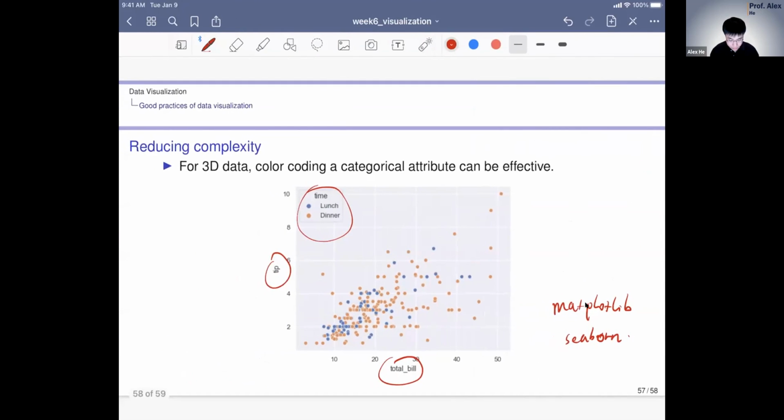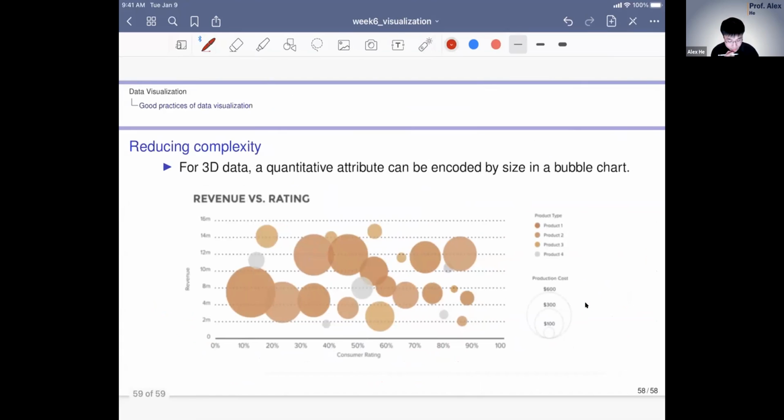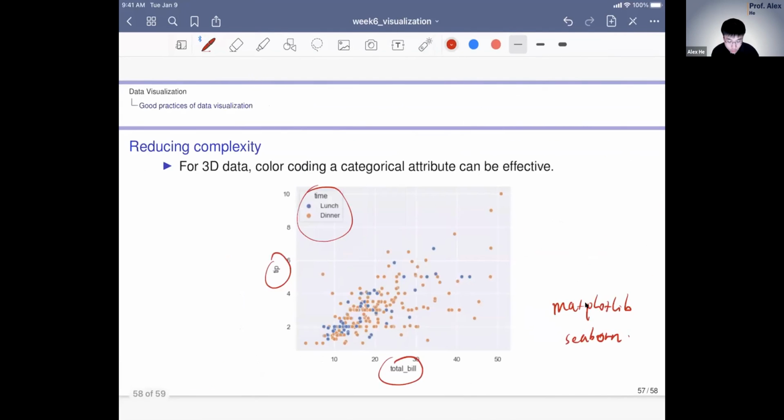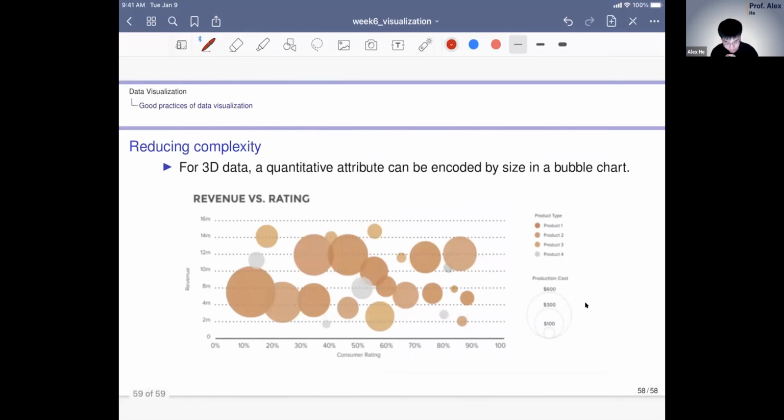And another thing is, if you have a third dimension, if that's a categorical variable, you can use different colors. If two categories, two colors, three categories, three colors. However, if it's a continuous variable, what you could do is a bubble chart where you can use the size of the bubbles to represent the third dimension. So in this figure, it's actually a very rich figure, right? Because it has four dimensions.